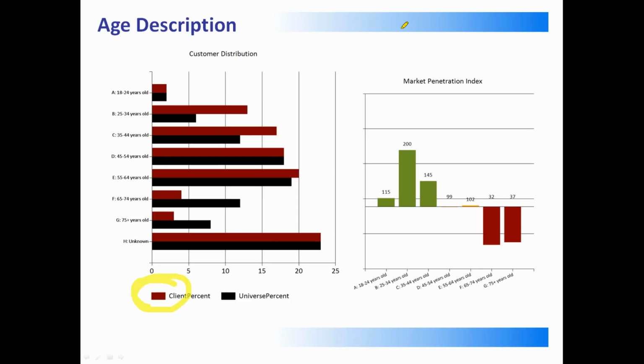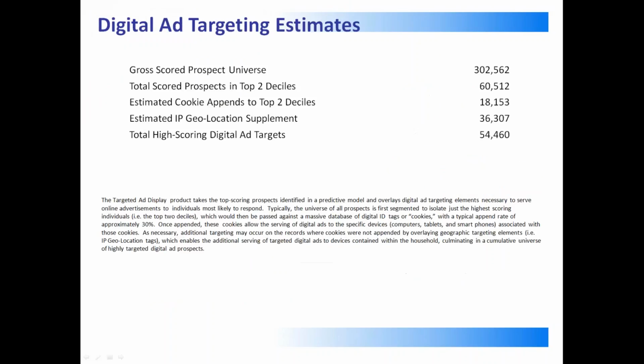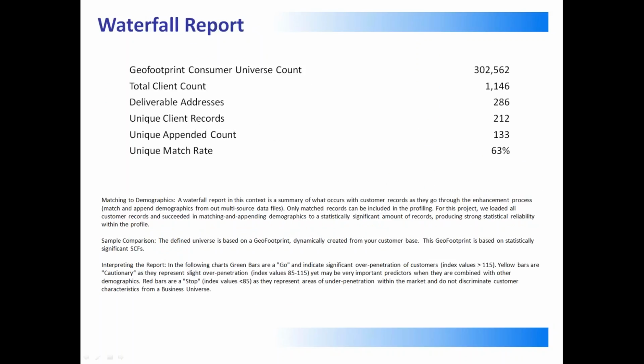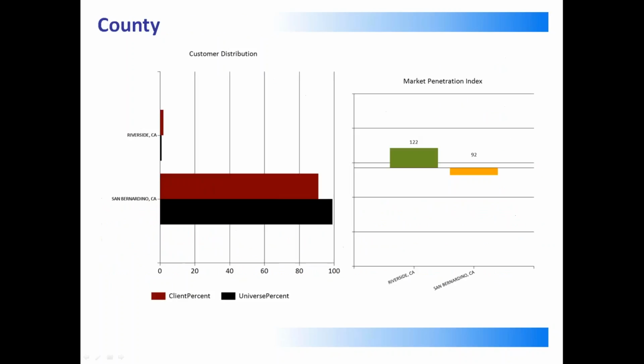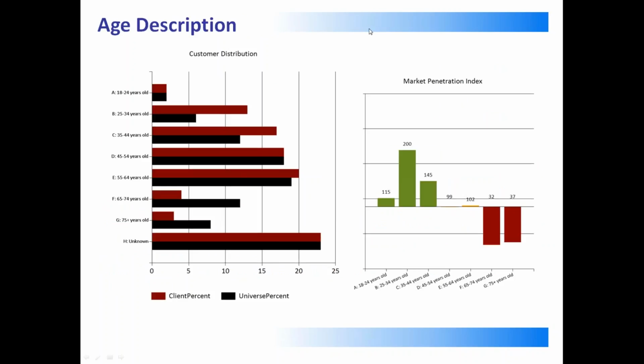Let me correct my numbers here. I think it was 133, but it might have been 103. It was 133, okay? So there were 133 bowling customers. Of those, they're illustrated here in this customer distribution or frequency chart by the red bars, and then the 302,000 record prospect universe by the black bars.